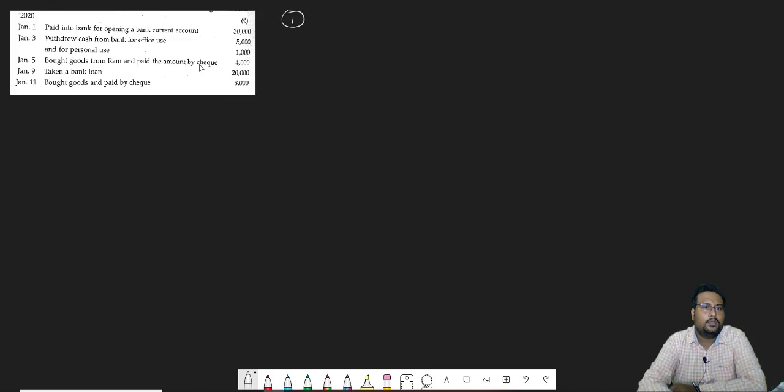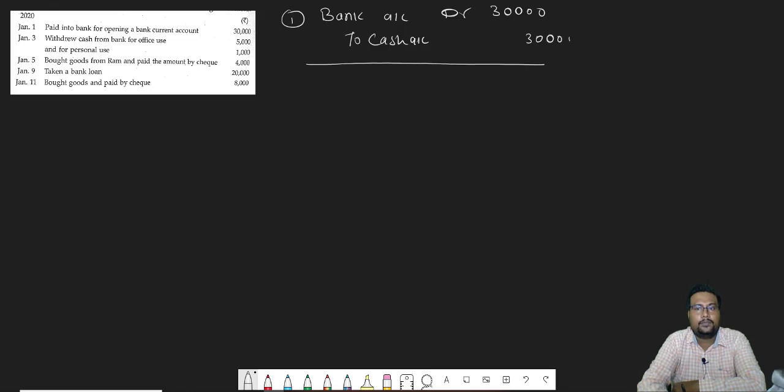Number 1. Paid into bank for opening a bank current account. So beta, you are depositing the cash in the bank. Who is receiving the cash? Bank is receiving the cash. So debit the receiver, bank account debit 30,000. And from your business, what thing is going out? Cash is going out. Debit what's coming, credit what goes out. So to cash account 30,000.